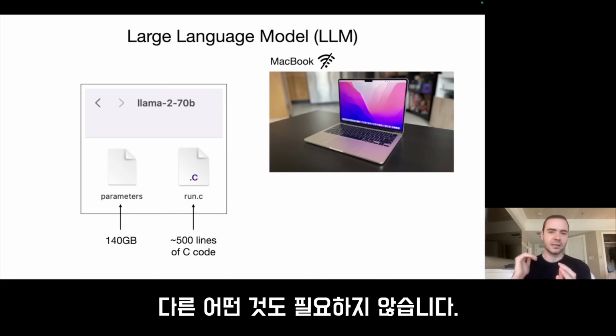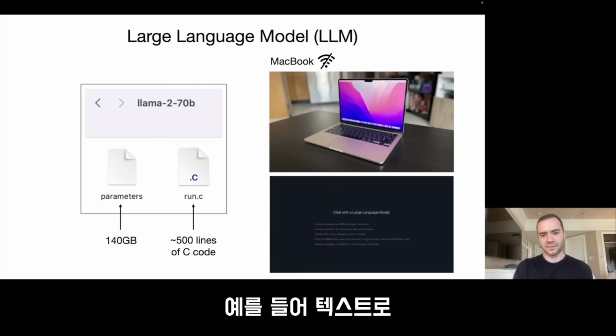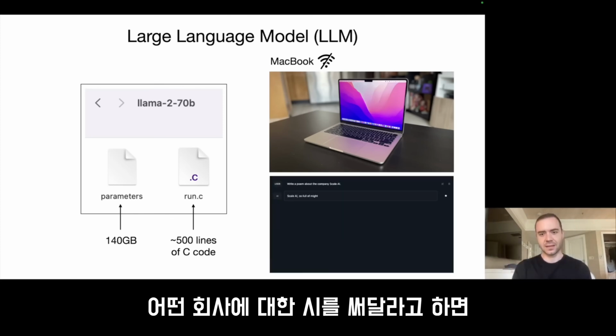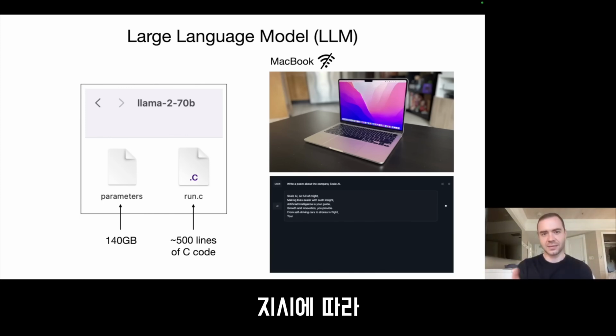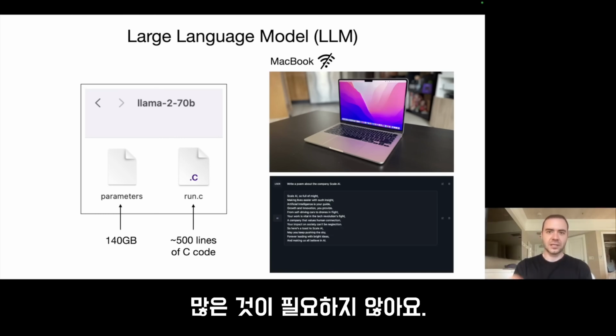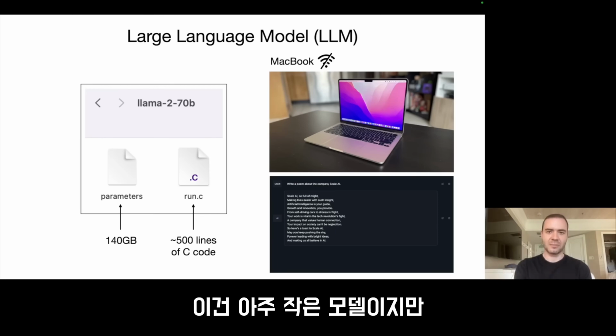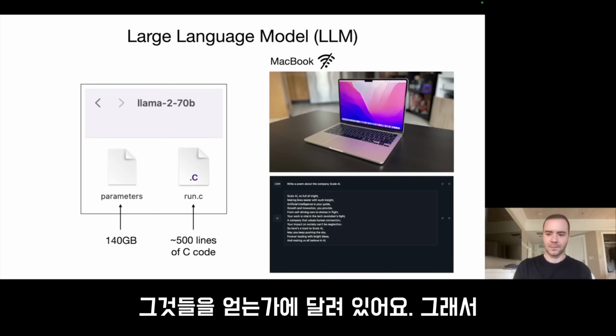You don't need any connectivity to the internet or anything else. And you can talk to this language model. So for example, you can send it text, like, for example, write a poem about the company Scale AI. And this language model will start generating text. In this case, it will follow the directions and give you a poem about Scale AI. So not a lot is necessary to run the model. This is a very small package. But the magic really is in the parameters. And how do we obtain them?